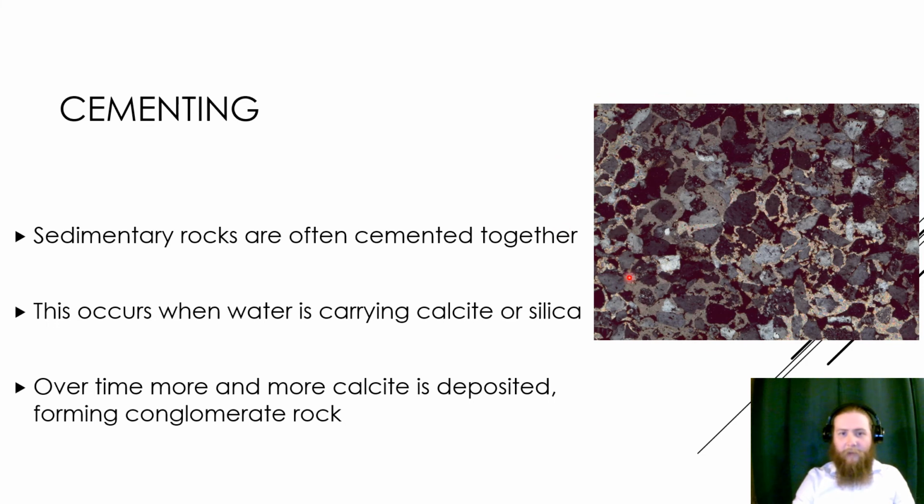Cementing. As these minerals are getting deposited, they can form cementing. This happens in sedimentary rock. We talked about them a little bit back in chapter 6. This occurs when water is carrying calcite or silica. Over time, more and more of this is deposited as that water evaporates, and it forms this conglomerate rock that is an excellent form of a sedimentary rock.